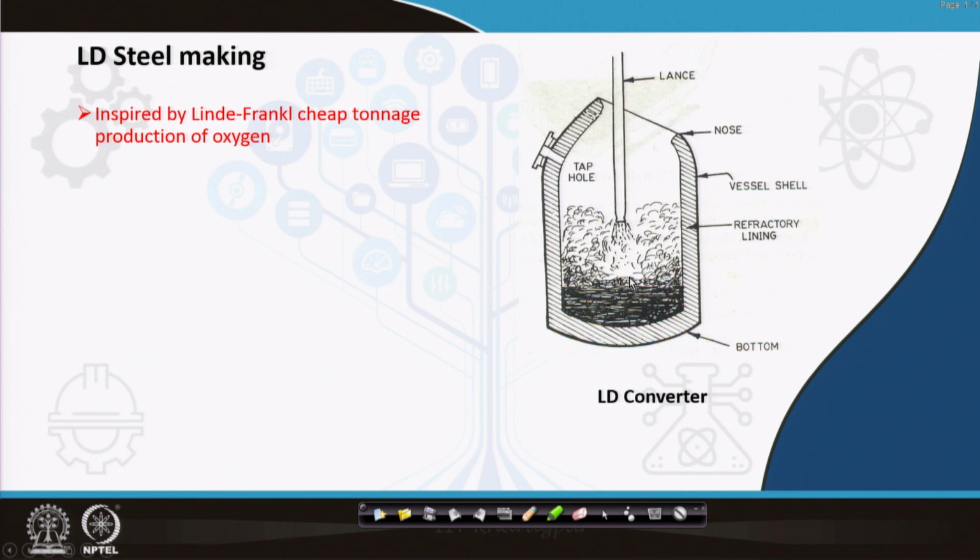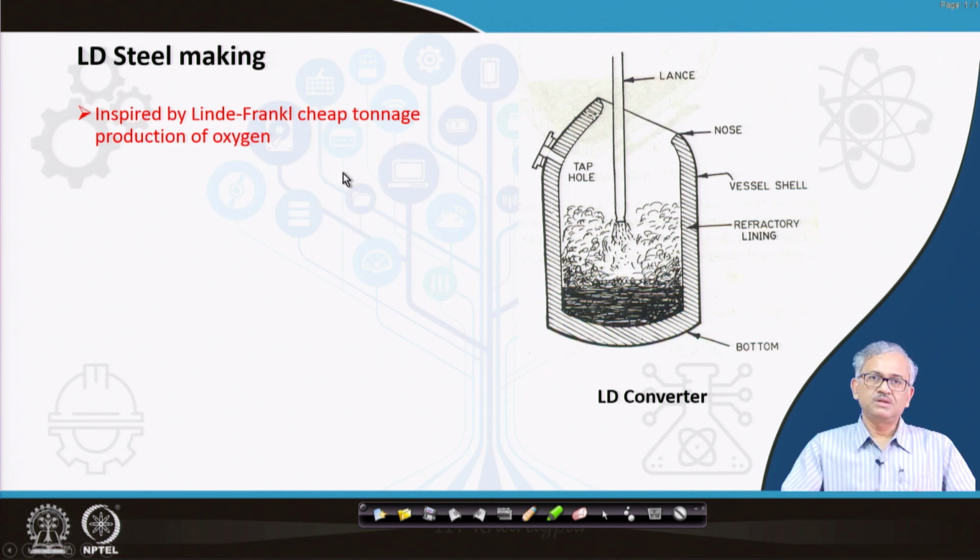So, I will say that when the Linde-Frankel process came, that is when it produced cheap tonnage oxygen. Immediately after that, this LD process came, because people knew that if I use oxygen instead of air, then I can alleviate the problem of nitrogen in steel. And also the methodology of charging the gas changed, that is the oxygen is charged from the top, and it has some meaning because it forms a lot of emulsion where the kinetics become very fast. So, the Linde-Frankel process was responsible for LD to take off.